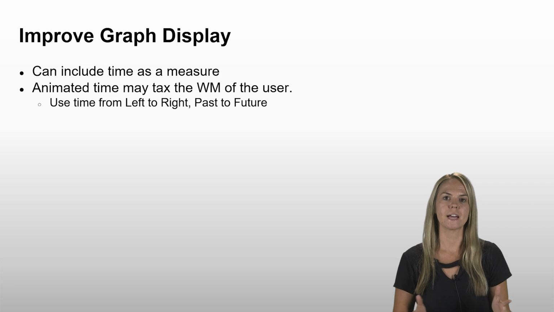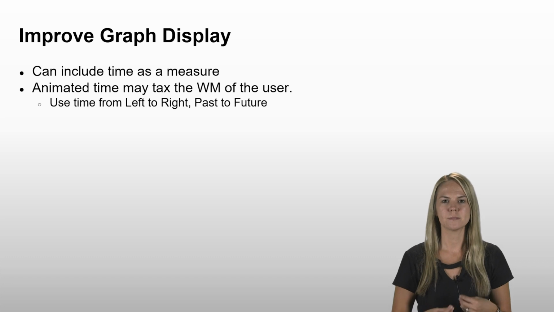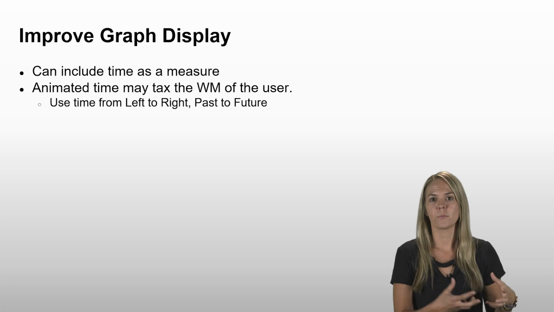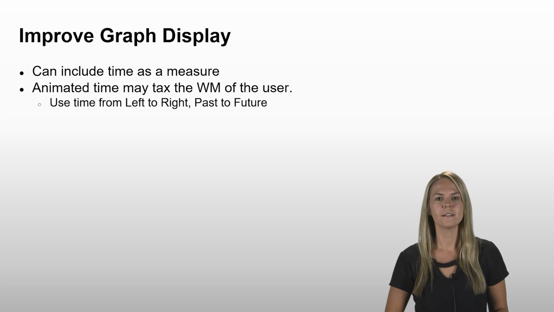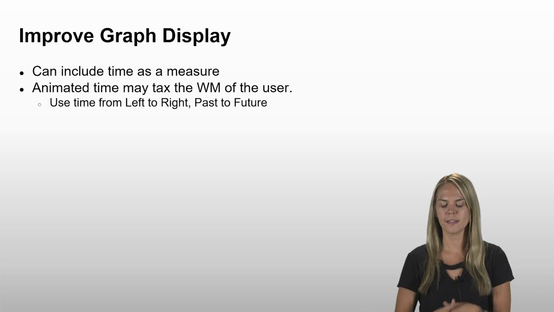You can also include time as a measurement. There's some graphs that have animated time. That can, depending on how it's used, tax the working memory of the user. So we want to make sure when you're using time, we're going from left to right, past to future, more of those intuitive things that map what we have in our mental model for how we perceive time, right, and how we read from left to right, past to future.